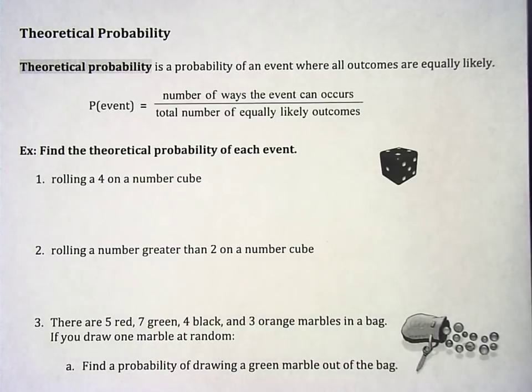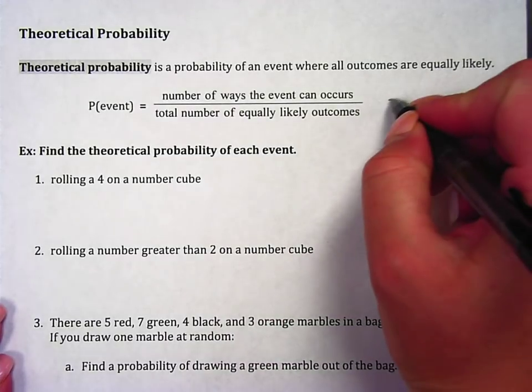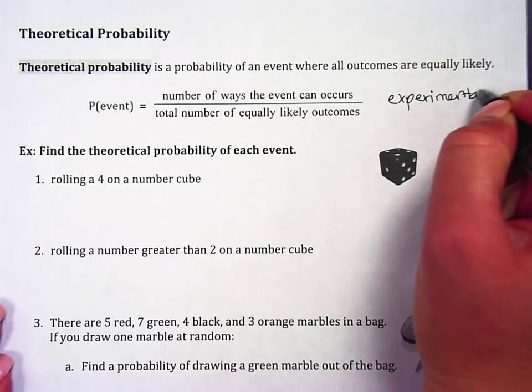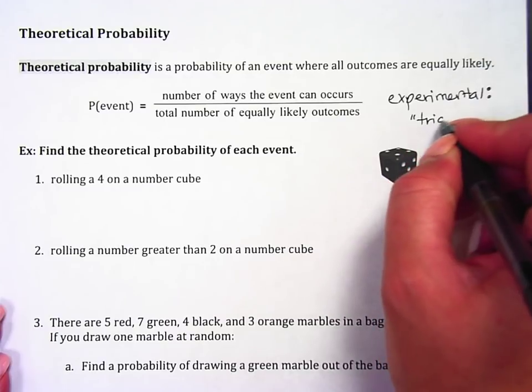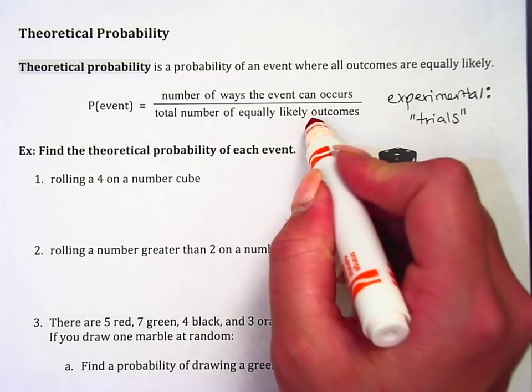The last couple days when we were doing experimental, the only difference was instead of saying the word outcome, they said trials. So let's write that over here to the side. Experimental probability is when you actually do the experiment, so they use the word trials. That's the only difference in our definition.